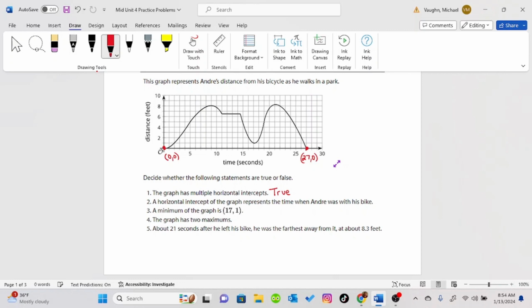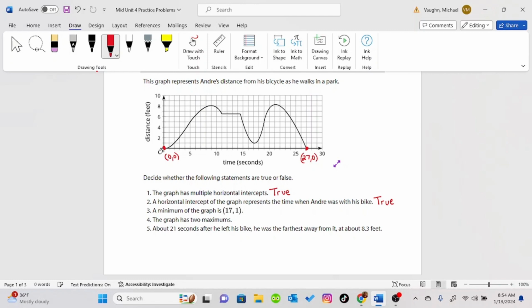Number 2, a horizontal intercept of the graph represents the time when Andre was with his bike. So a horizontal intercept represents a distance of 0 feet from his bike. So this would represent when Andre was with his bike. That is true.